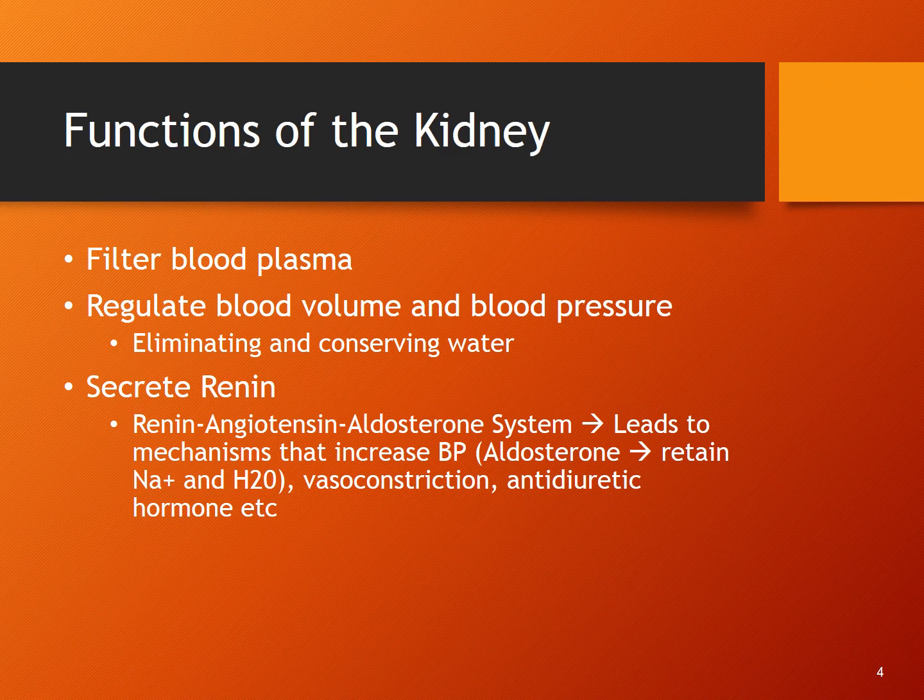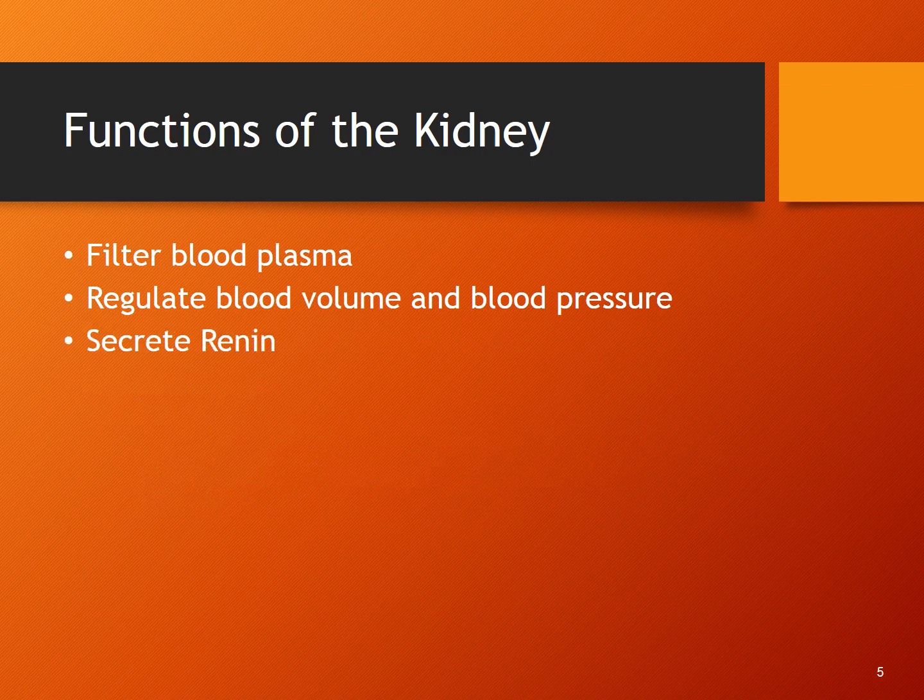And at the end of that chain is a bunch of ways to increase blood pressure. So for example, secretion of aldosterone, which causes retention of sodium and water. Vasoconstriction, secretion of antidiuretic hormone or vasopressin. So many other mechanisms, but all of these increase blood pressure. So bottom line, body senses hypotension, the sympathetic nervous system kicks in and tells the kidney, secrete renin, and renin triggers that chain reaction to cause blood pressure to increase. So we've got filtration of blood plasma, regulation of blood volume and blood pressure as water is secreted and reabsorbed, secretion of renin, and there are still more functions of the kidney.